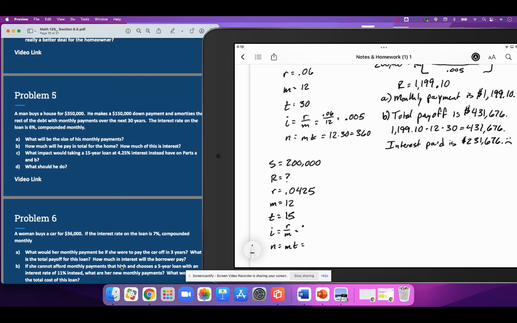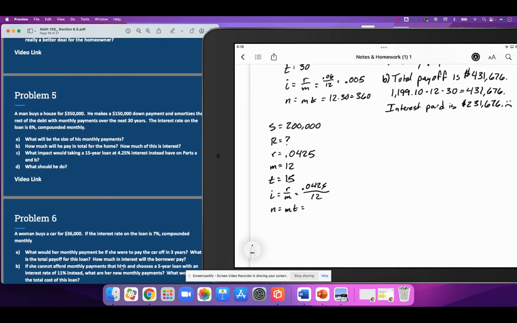Our R over M is going to be 0.0425 over 12. And our MT is going to be 12 times 15. So in this case, 180. So let's see if that I divides evenly. I don't think it's going to. 0.0425 divided by 12. Nope, it doesn't. So I got to leave that as a fraction.